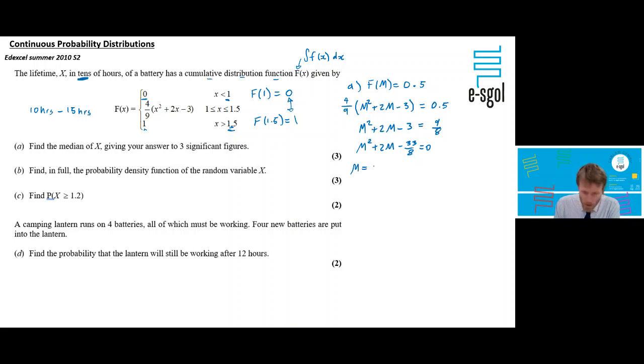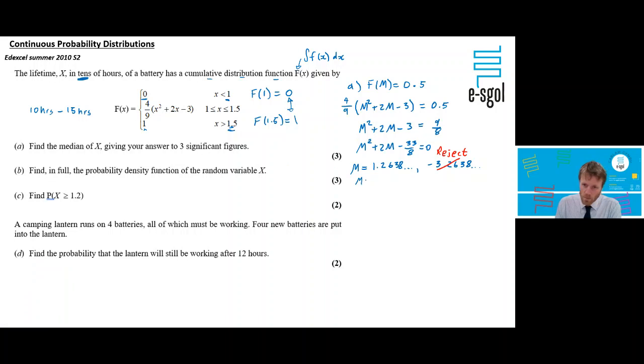Solving, you get m as 1.2638 or negative 3.268. So you've got 2 answers, which you'd expect from a quadratic, but only one of them is valid. Because our batteries range from 1 to 1.5, the median must be between 1 and 1.5. So we're going to reject the negative one because it's not in our range. If I got a positive one, let's say 1.7, that's still outside the range 1 to 1.5. So it needs to be in that range.